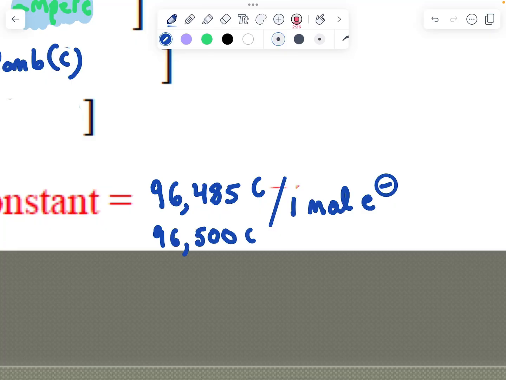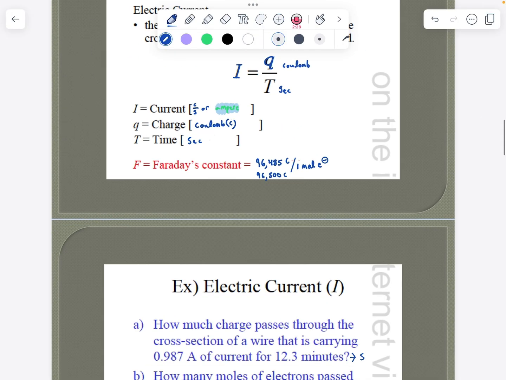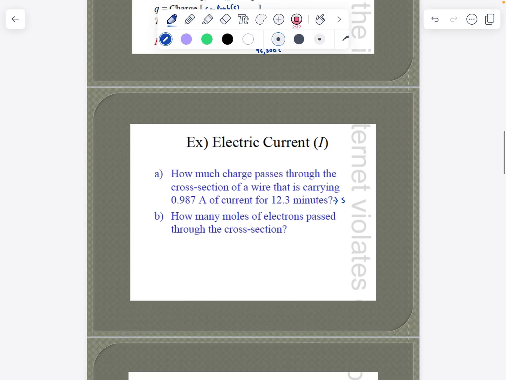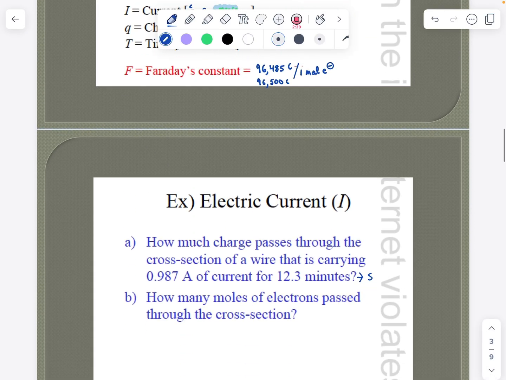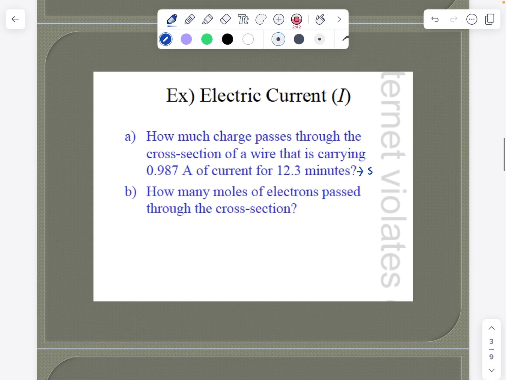It gives us the same number to a certain number of significant digits. So that's what we want, consistency. So yeah, let's get started. Part A: how much charge passes through the cross-section of a wire that is carrying 0.987 amps of current for 12.3 minutes?